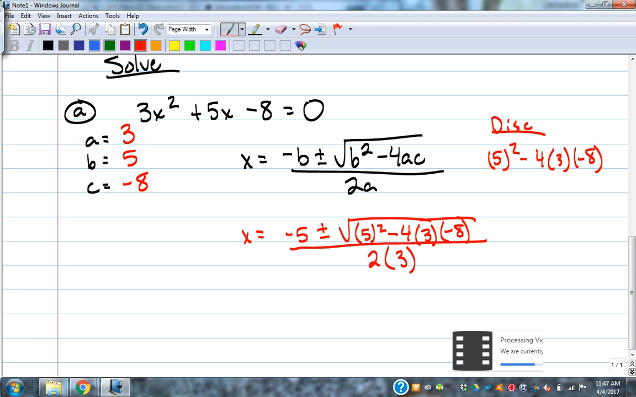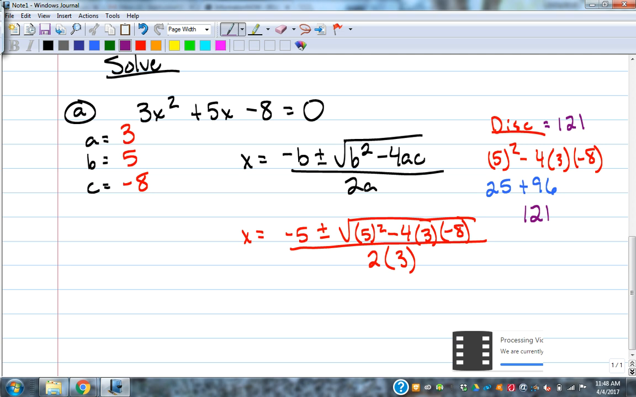So that's going to be 25. That's what 5 squared is. And then 4 times 3 is 12 times -8. 12 times -8 is -96. So -96 would be plus 96. Okay. So 25 plus 96 would be 121. 96 and 5 is 101 plus 20, 121. That's our discriminant.